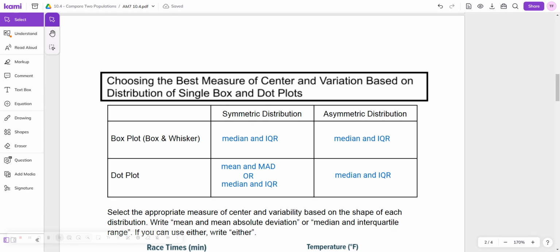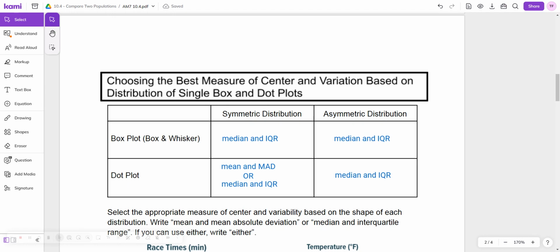However, on the dot plot, we could very easily find the average. We could very easily find the mean. We could very easily find the MAD and the IQR from a dot plot. So if we have a symmetric distribution on a dot plot, we can either use mean and MAD or median and IQR. But when we're talking asymmetric, we would have to use the median and IQR. Okay? Whew, that's a lot.